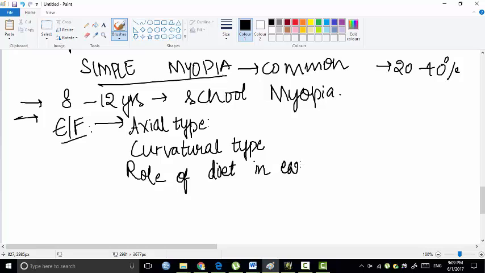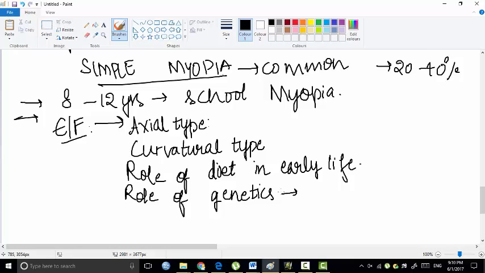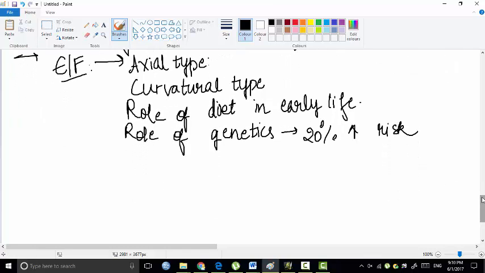Next, the role of diet. Deficiency in early childhood of vitamin A or carotenoids and antioxidants has been reported to result in this myopia. A role of genetics is also reported. If both parents are myopic, then the children have a 20% increased risk of being myopic, and if only one parent is myopic, then 10% increased risk.